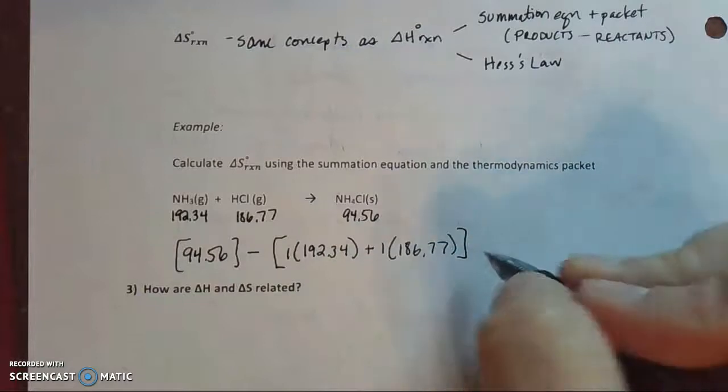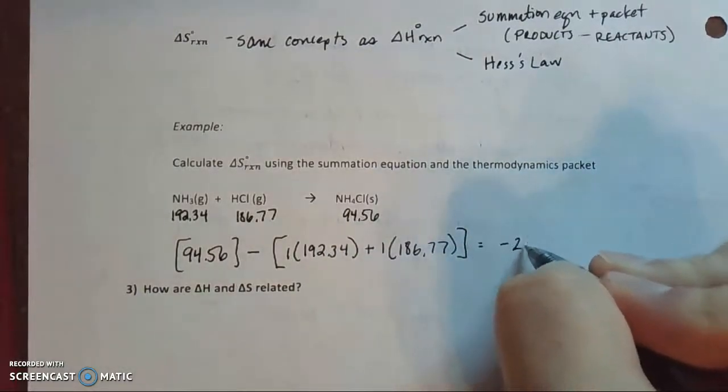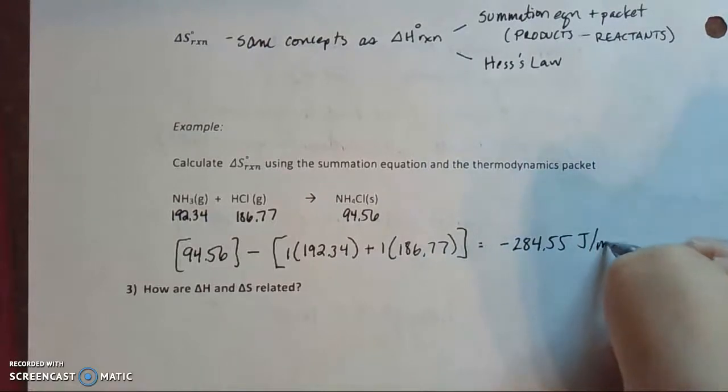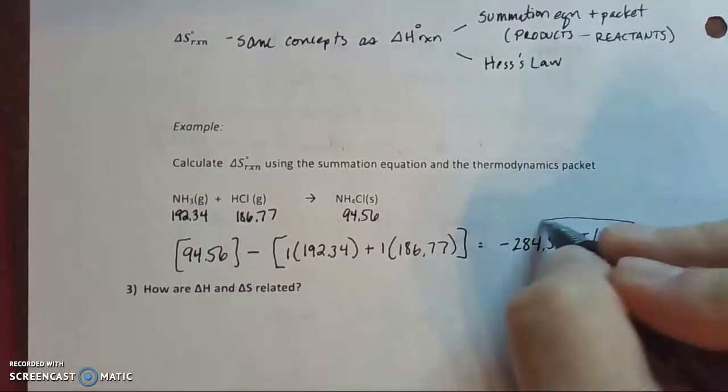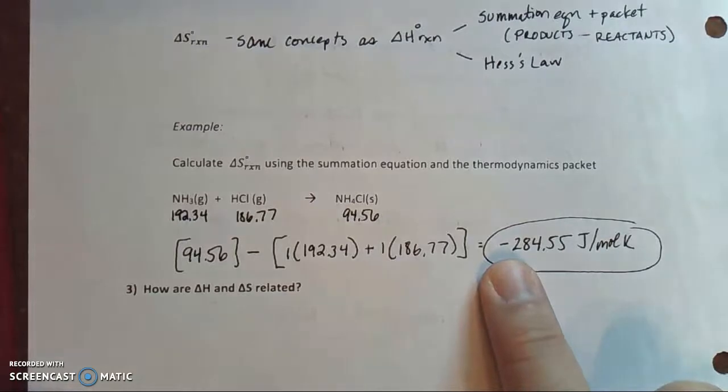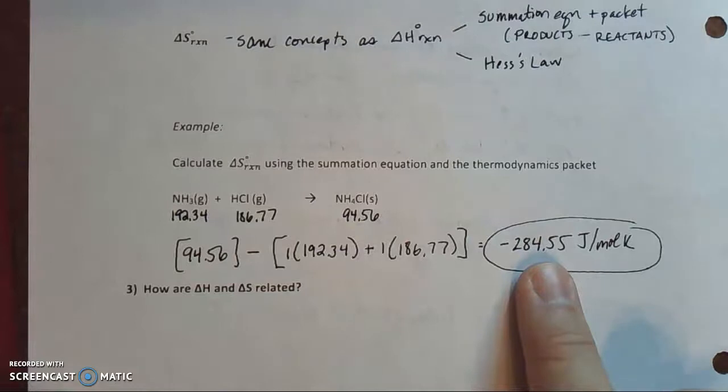So when we do the math here, you should get negative 284.55 joules per mole Kelvin are the units. So we have a decrease in entropy, which hopefully makes sense because we're going from 2 gases to 1 solid. So it should make sense that we have a negative or a decrease in entropy.